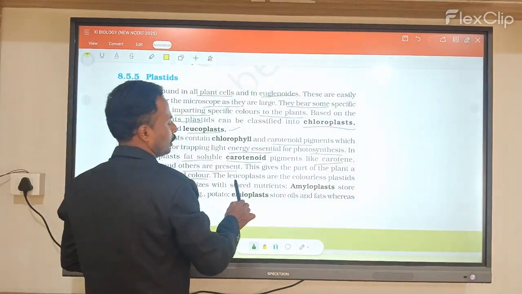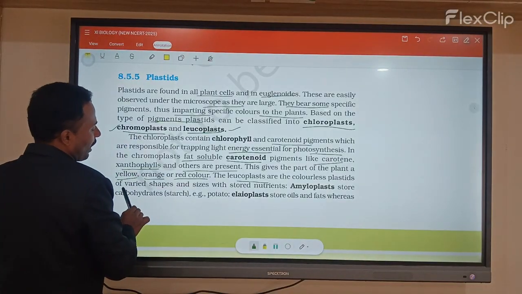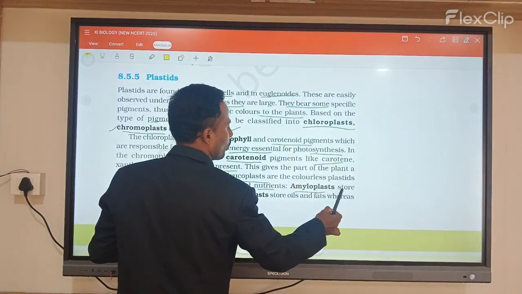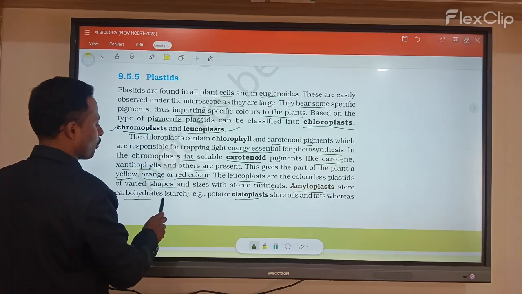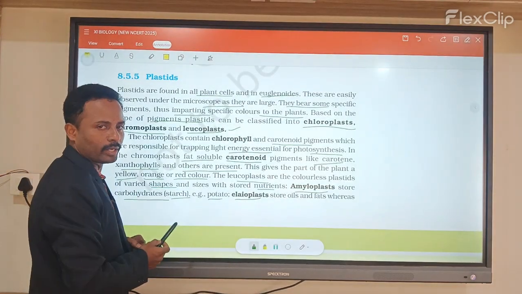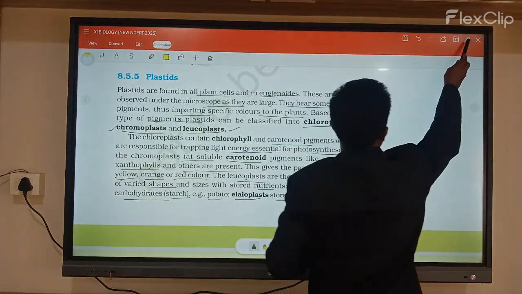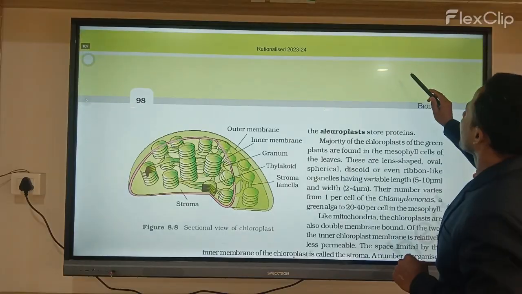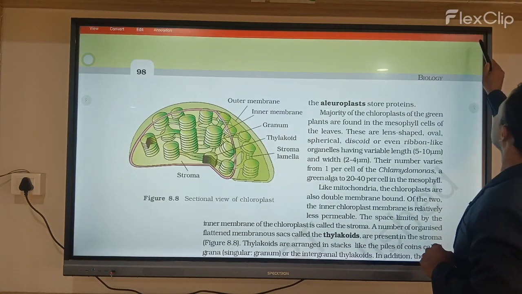Now the leucoplasts are colorless plastids. They vary in shape and size. They store nutrients. They are amyloplast, elaioplast and aleuroplast. Amyloplast stores carbohydrates like starch, for example in potato. Elaioplast stores oils and fats, whereas the aleuroplast stores what? Proteins.